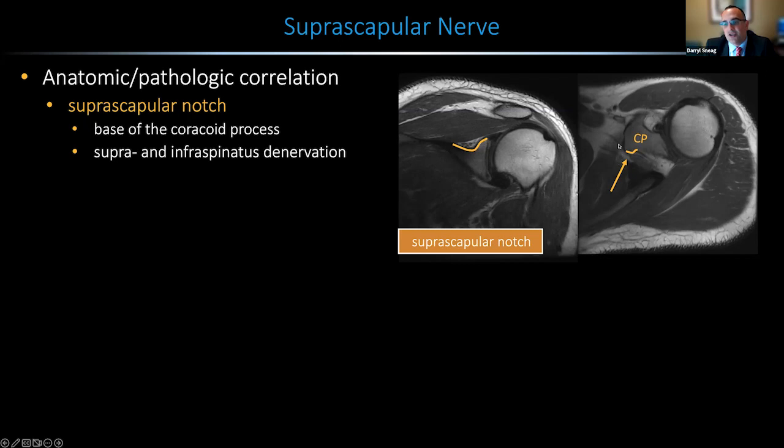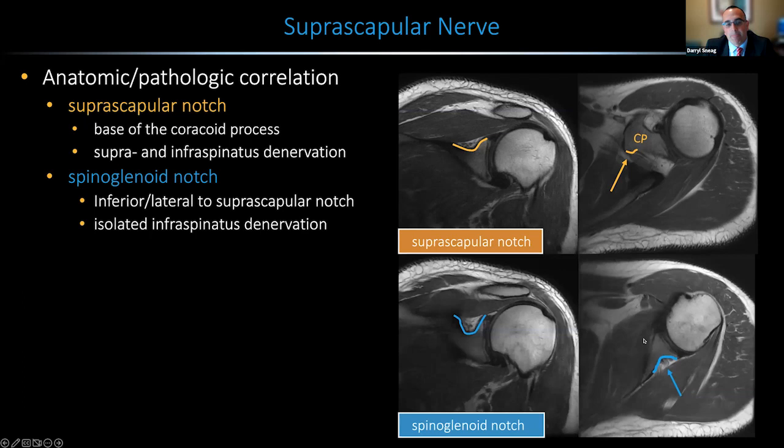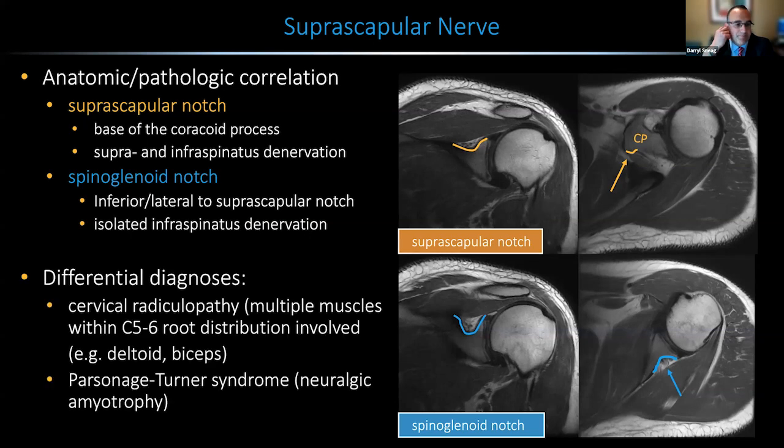The branch to the supraspinatus muscle comes off just at the notch or just before the notch. So if you have a ganglion cyst sitting here, you'll have denervation of both the supra and the infraspinatus muscles, whereas if the ganglion cyst is sitting at the level of the spinoglenoid notch, as shown on the bottom images, you'll have only denervation of the infraspinatus with sparing of the supraspinatus. This is an important concept.